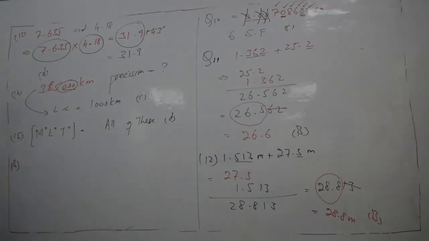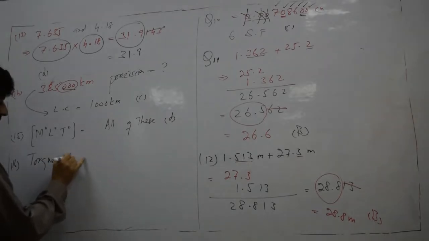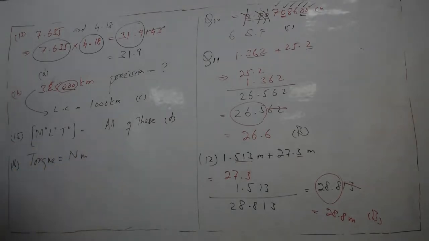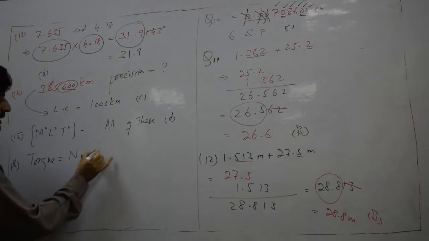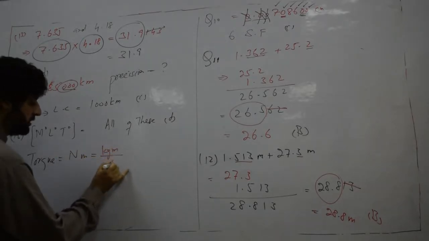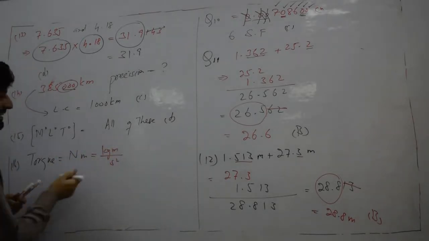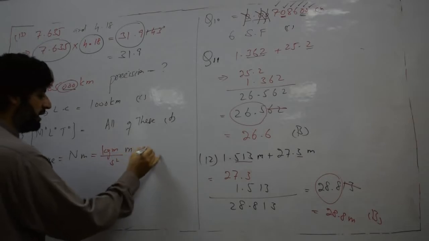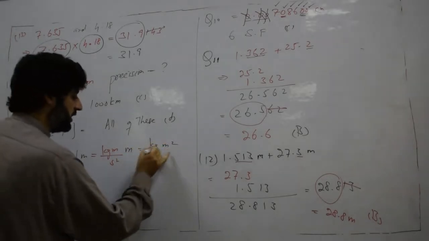So the last MCQ is MCQ number 16. The dimension of torque are, so we have to find out the dimension of torque. Torque has a unit of Newton meter. So what is Newton? Newton is equal to kilogram meter per second square, and meter is as it is. So multiply meter into meter, it will be meter square.